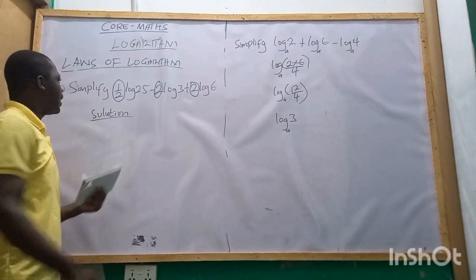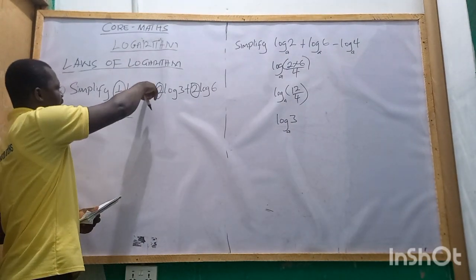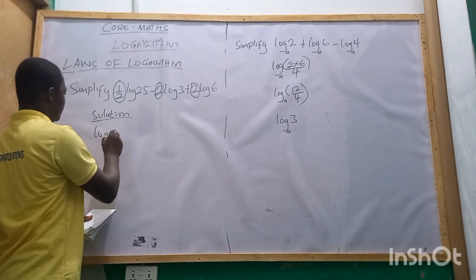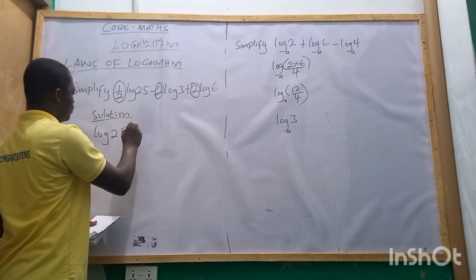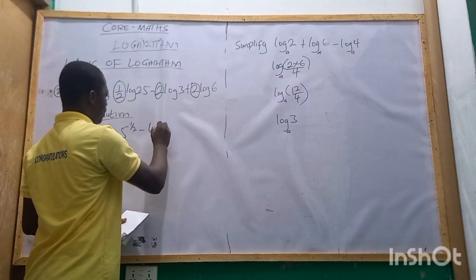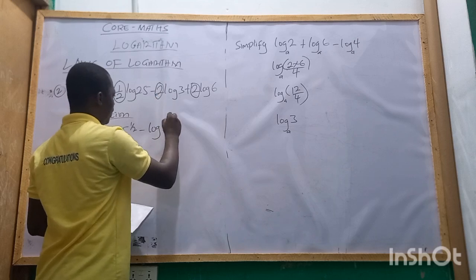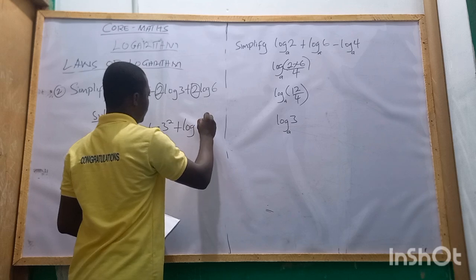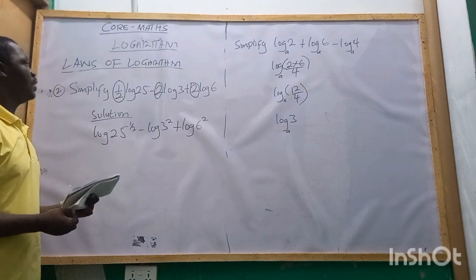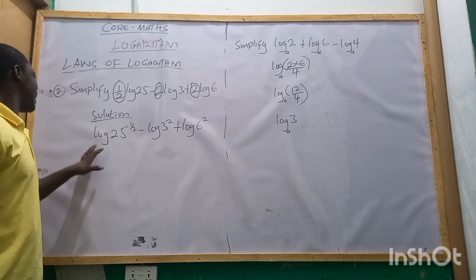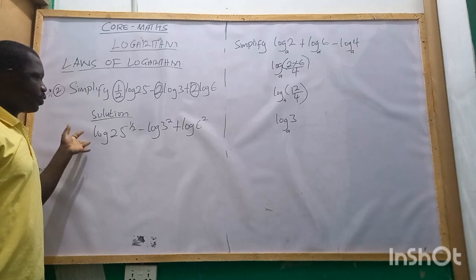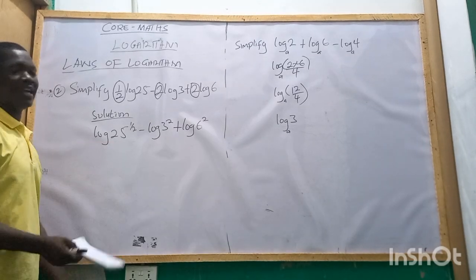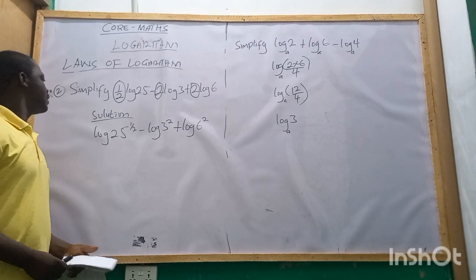I'll use the what? The exponent law. So this 1 over 2 become what? An exponent, right? So I'll have log of what? 25 exponent 1 over 2 minus log of 3 exponent what? 2 plus log of 6 exponent what? 2. So this is the first thing that you do. Anytime you are working with log and there is a number in front of the log, you use the exponent rule or the exponent law to make it what? An exponent. Right. So let me proceed.